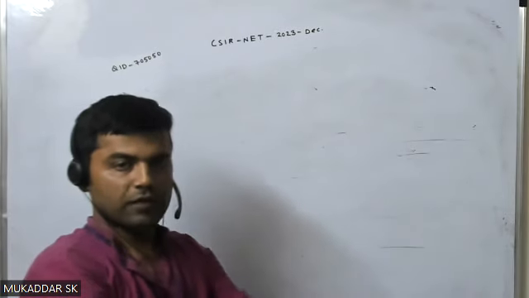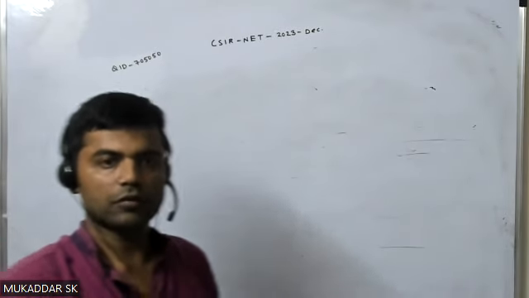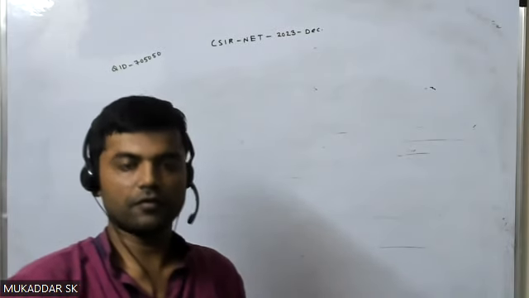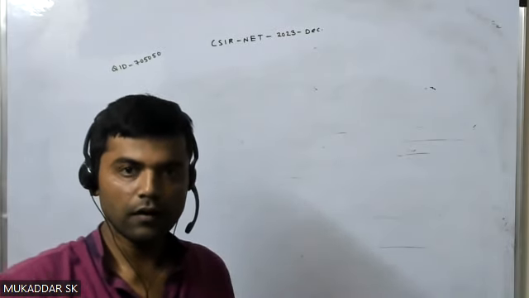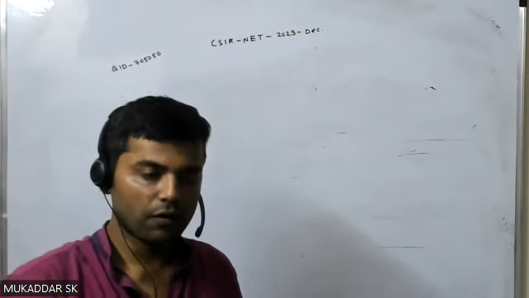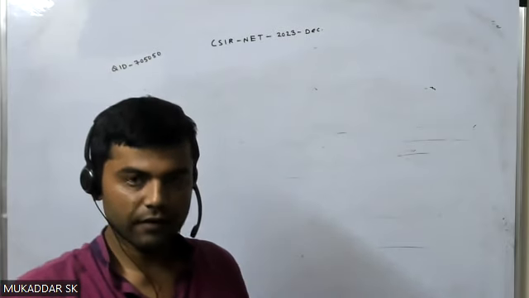Hello students. Let us solve a question from CSIR NET 2023 December. The question ID is 705050. A wonderful question from the Bohr model, on the concept of the effect of finite nuclear mass in line spectra.